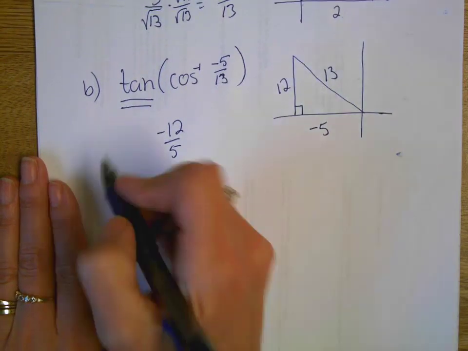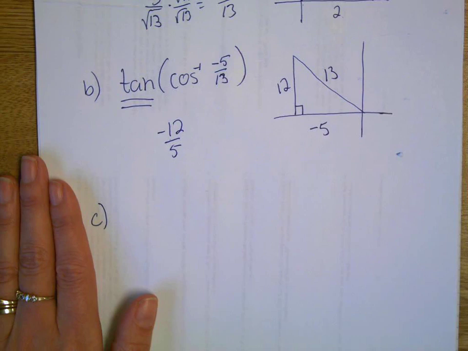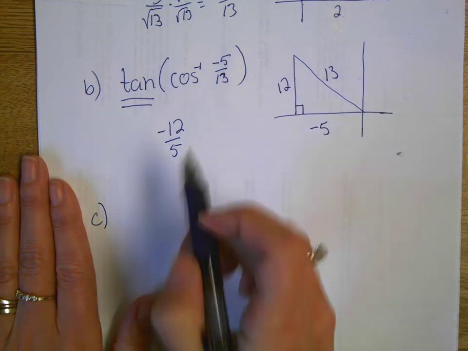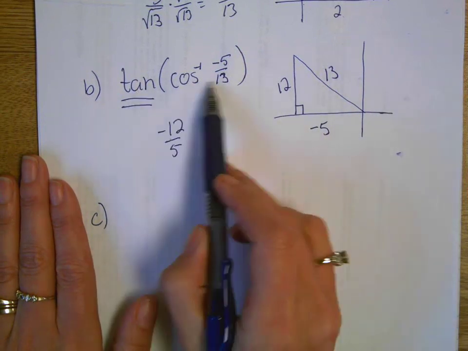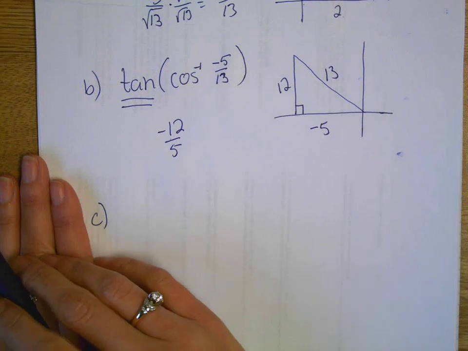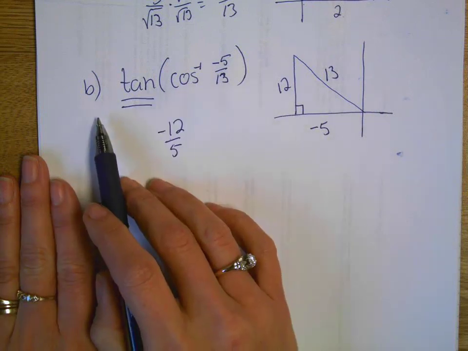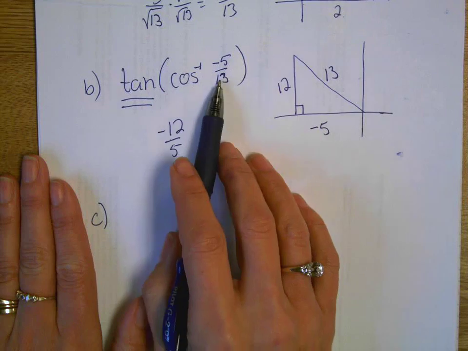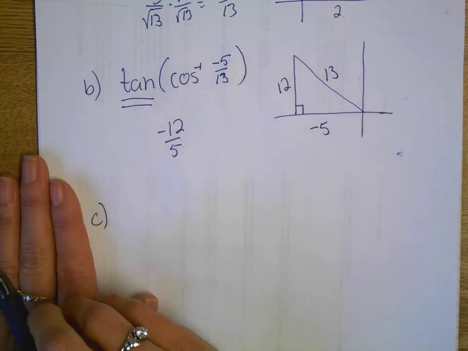That's not that bad. Wait, how come you only have to find the tangent? That's what the problem asked for, the tangent of this angle. You gotta find that, and then you gotta find that. This helps you sketch the triangle, then you can find the ratio you're looking for.